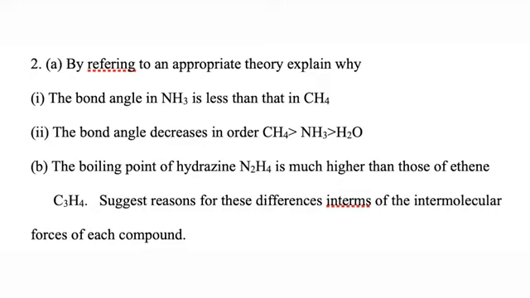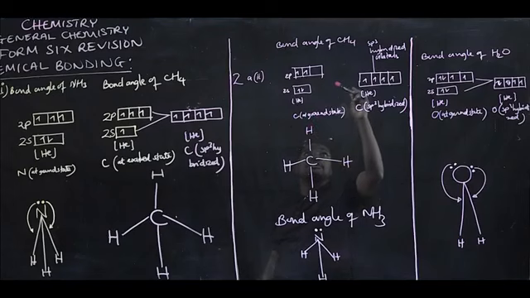Okay, let's go. Question number 2, Roman number 2. This question asks us to account for why the bond angle decreases from methane, ammonia to water molecule.